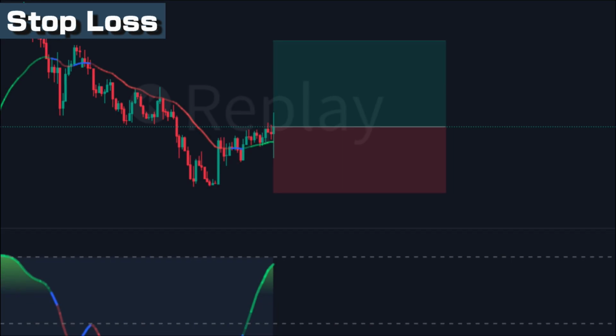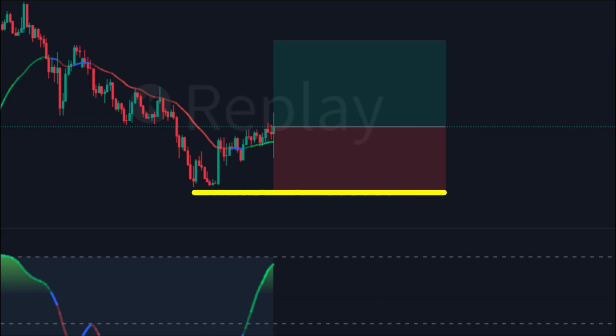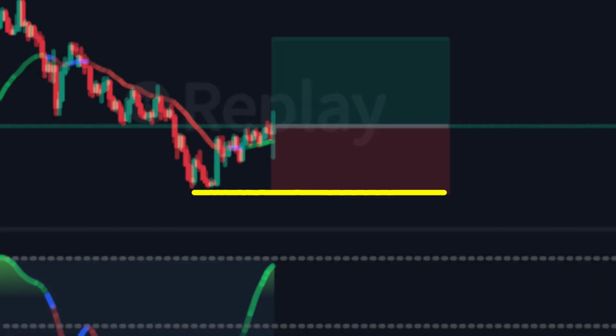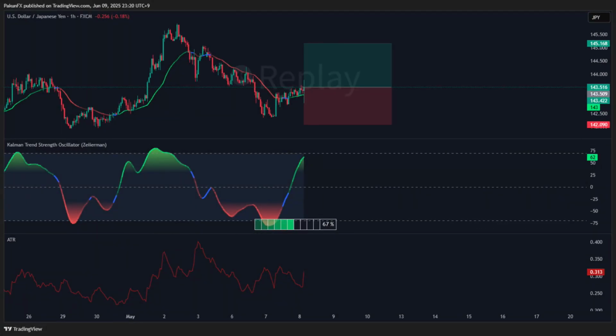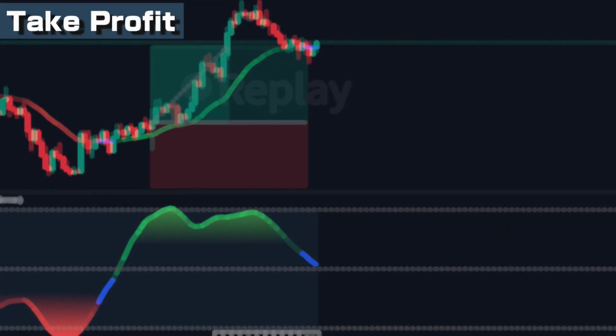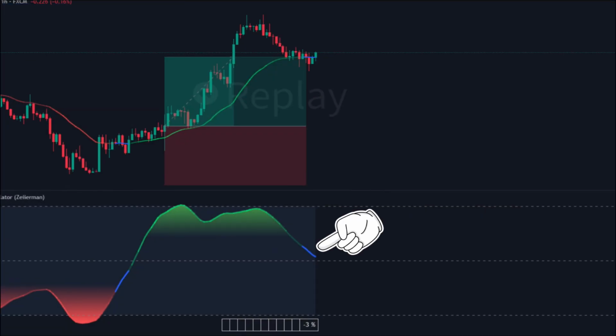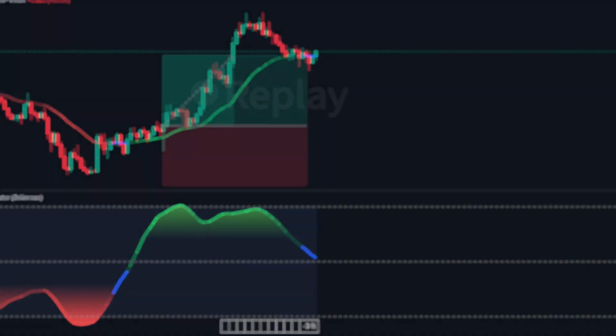Stop loss. After entering a trade, set your stop loss just below the most recent swing low. When volatility is high, it's safer to also refer to the ATR, average true range value. Take profit. Take your profits when the oscillator shifts from green to blue. This is a sign that momentum is slowing down.